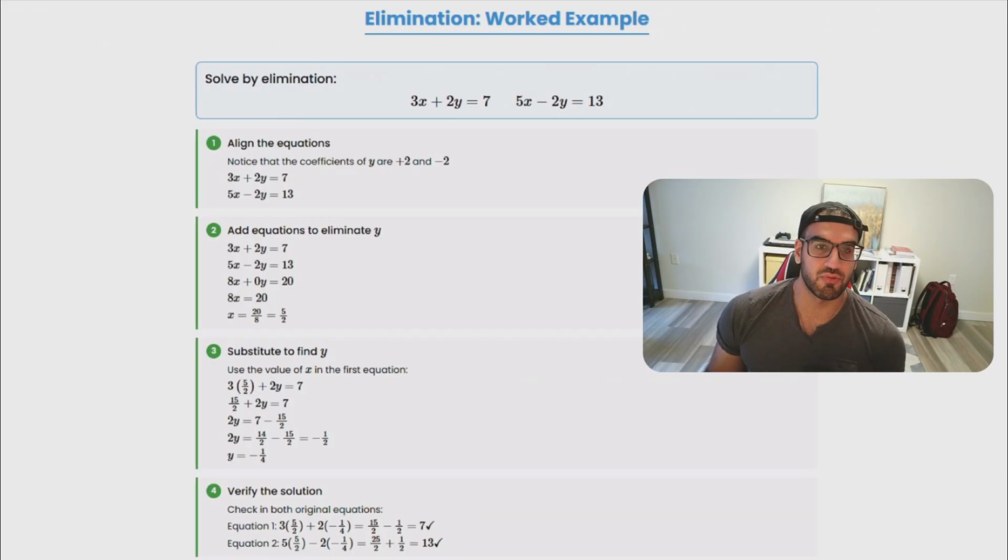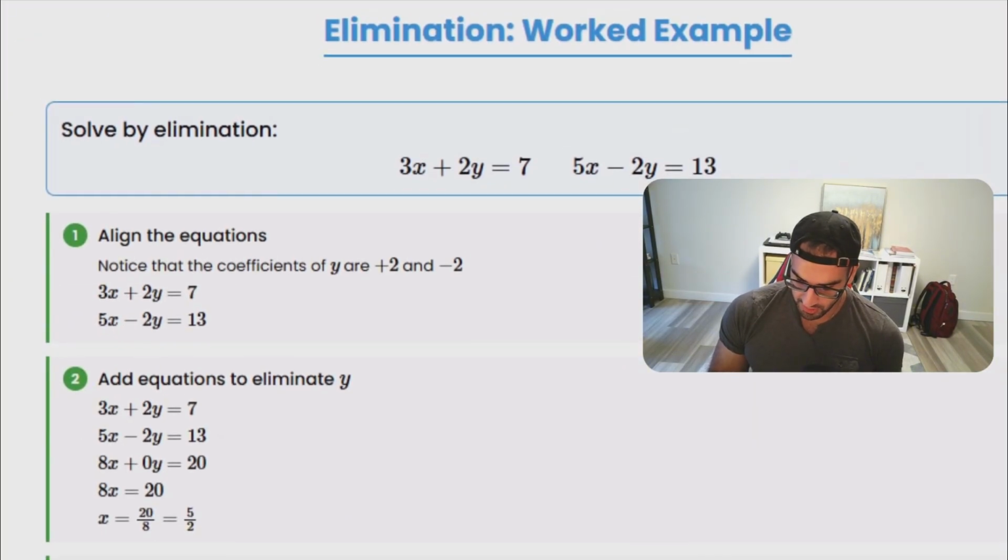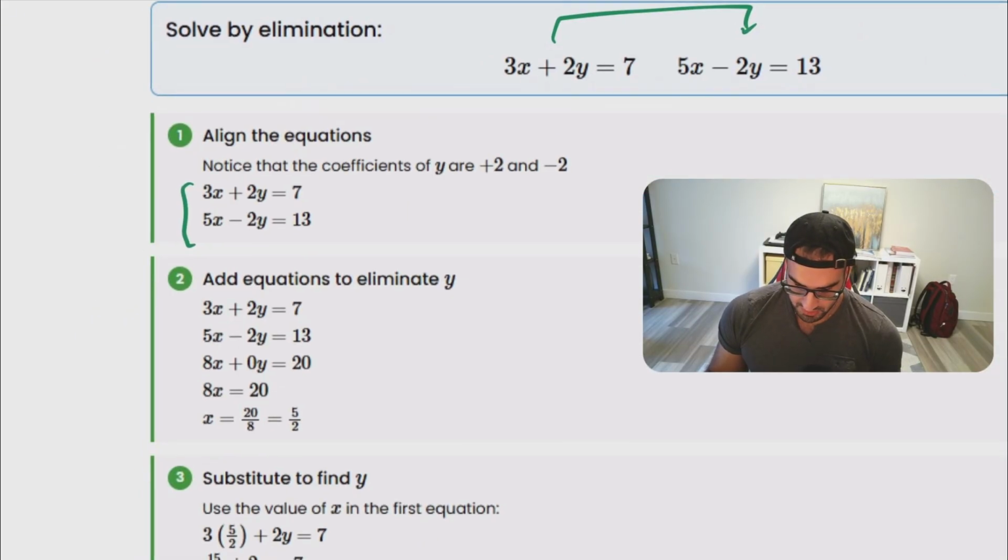Let's see another example. 3x plus 2y is equal to 7. 5x minus 2y is equal to 13. Simple. The only thing you have to do is add these two sides. Again, try to write it down like this. That would be way better because you can completely see what is happening to y. These two things are going to cancel each other, and at the end you have 8x is equal to 20.